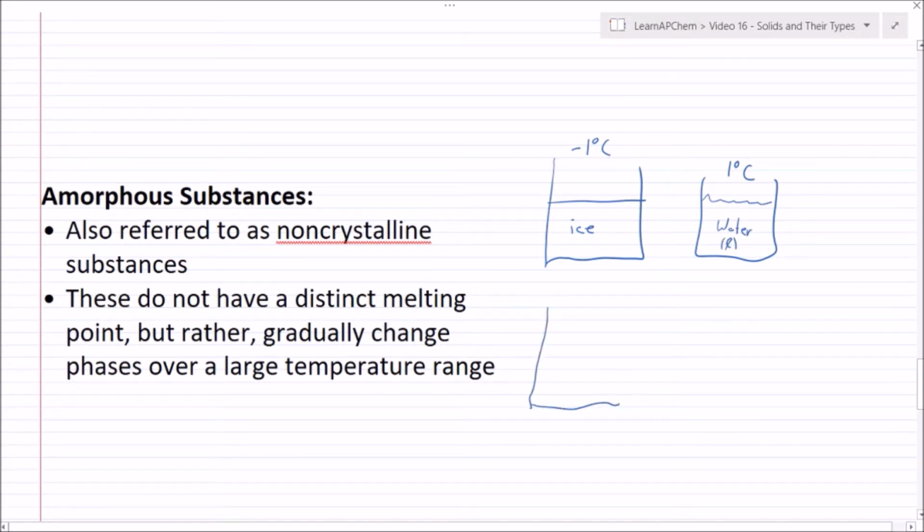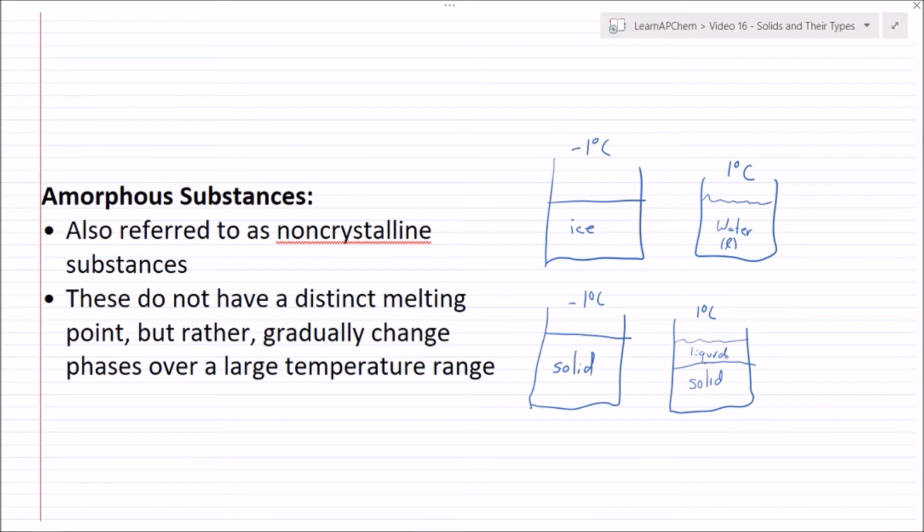Now, for an amorphous substance, we'll say here it's a solid, but as it goes to 1 degree, it's gradually changing. So it might be a little bit solid, a little bit liquid, and it might just stay that way rather than melt entirely or freeze entirely.